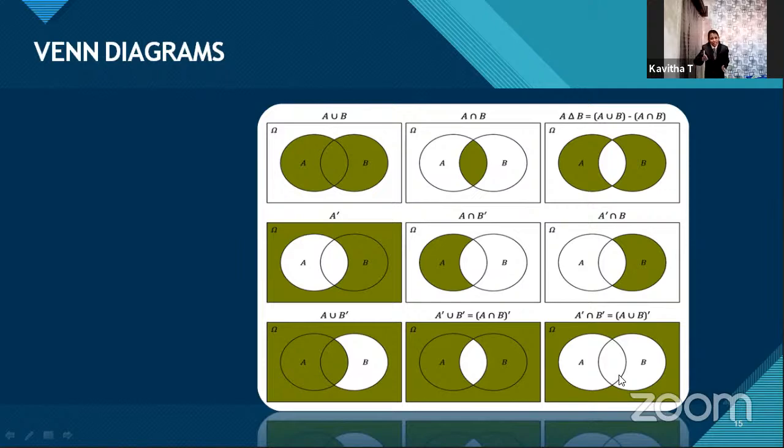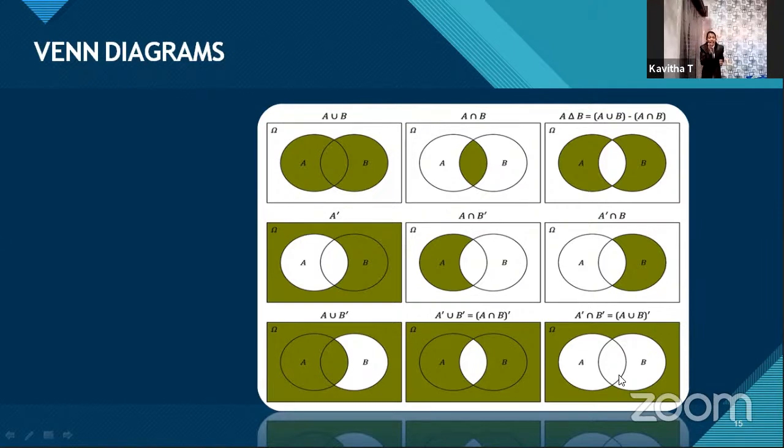A intersection B dash means we have to not fill up B. First you have to observe where the dash is. Here you can see in the question we have a dash on B. That's why we have to fill up that part. You have to fill up everything except that, which means we have to fill up the A part. Okay, is that clear?